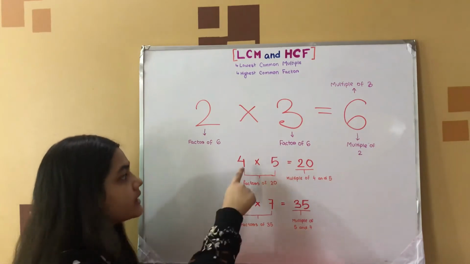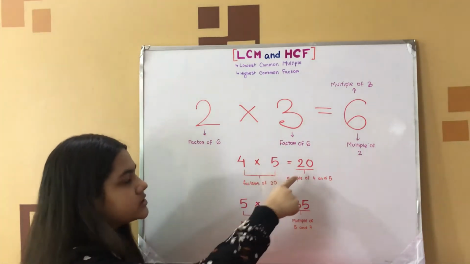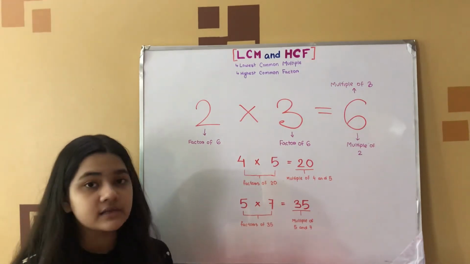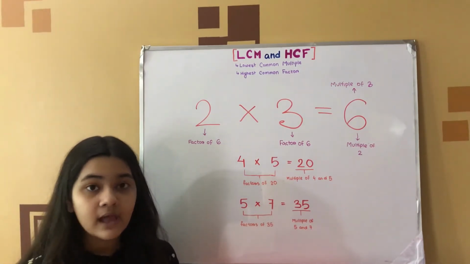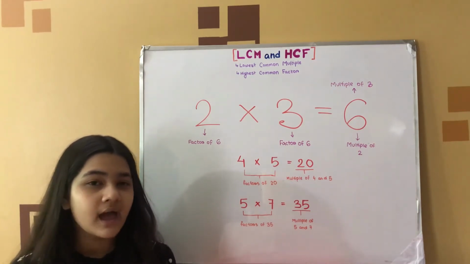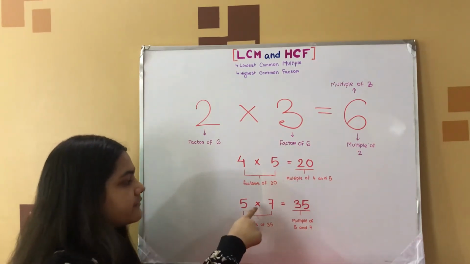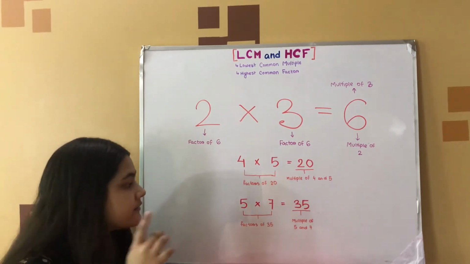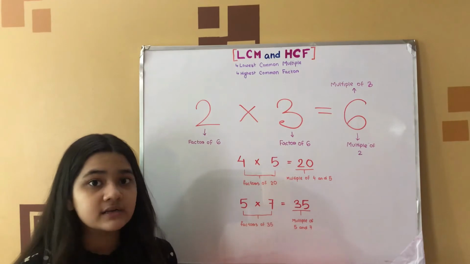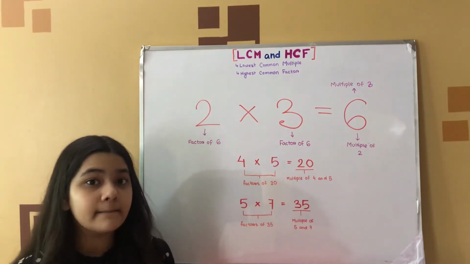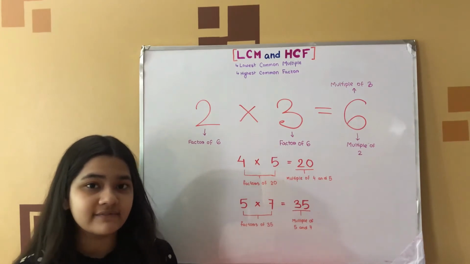Another example, 4 times 5 equals 20. Here, 4 and 5 are the factors of 20 and 20 is the multiple of 4 and 5. Another example, 5 times 7 equals 35. Here, 5 and 7 are the factors of 35 and 35 is the multiple of 5 and 7.